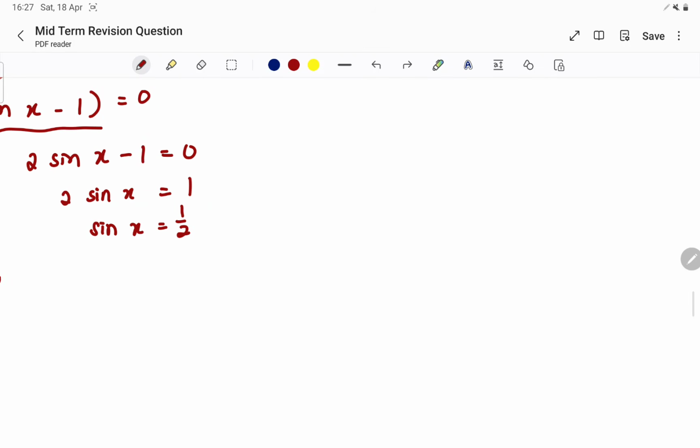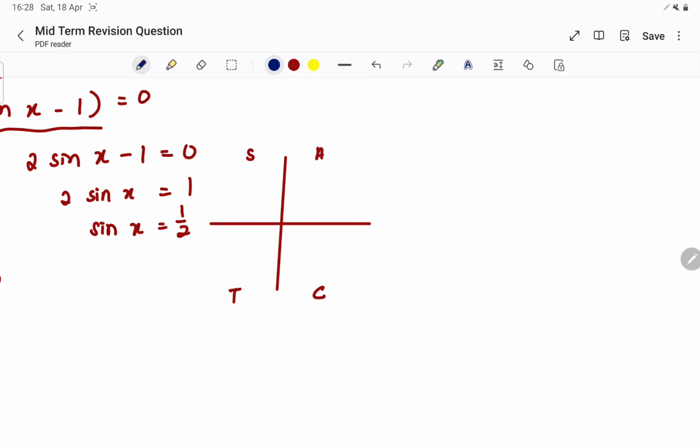Now the value of 1 over 2 is positive, so we can use the trigonometric quadrant diagram. In the first quadrant, all trigonometric functions are positive. In the second quadrant, only sine is positive. In the third quadrant, tangent is positive. In the fourth quadrant, cos is positive. So 1 over 2 is a positive value.